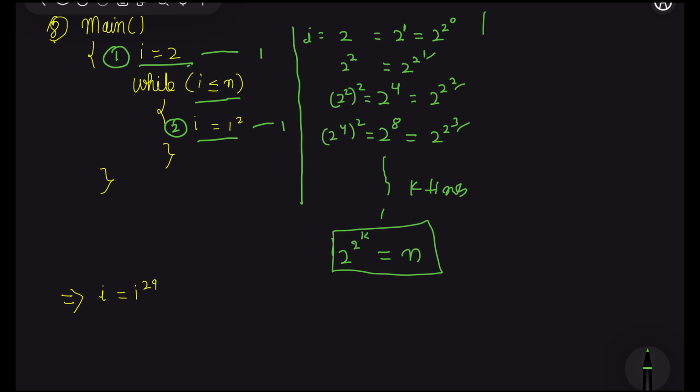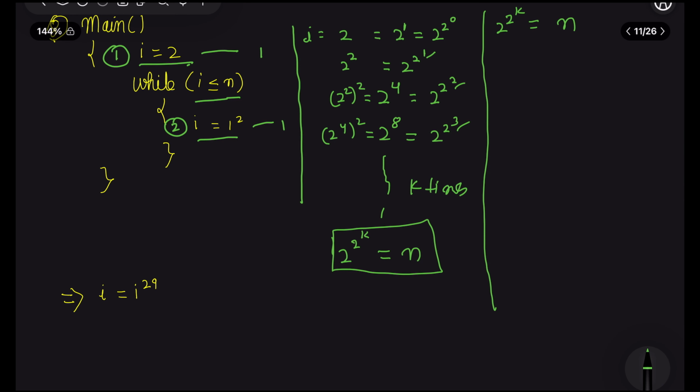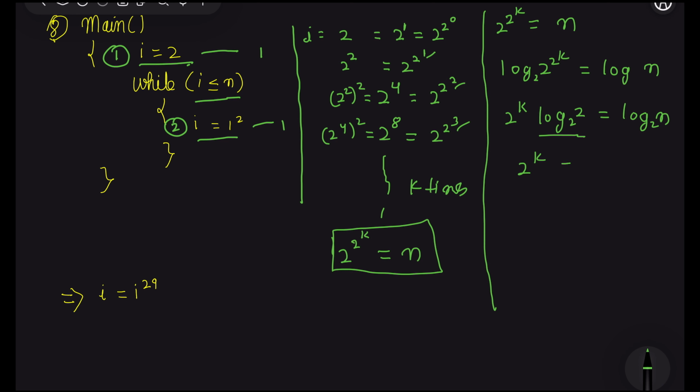Now let's solve this equation for the value of k. So here we have 2 raised to the power 2 raised to the power k equal to n. Now we will take log on both sides. Log of 2 raised to the power k becomes log n, where the base is 2. This can be written as 2 raised to the power k times log base 2 of 2, which is equal to log n. Log base 2 of 2 is equal to 1. So we have 2 raised to the power k equal to log base 2 of n.